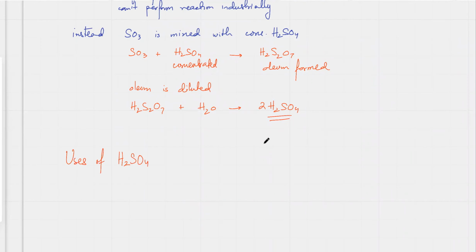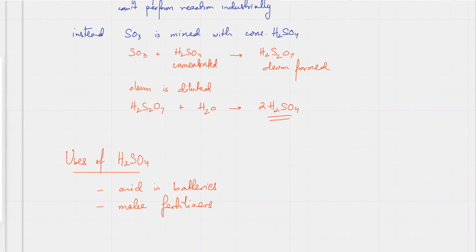So uses of H2SO4 are many. I mean, number one use is that it is frequently used as the acid in batteries. And it's also used to make fertilizers. So these are some of the main uses of sulfuric acid that we have.